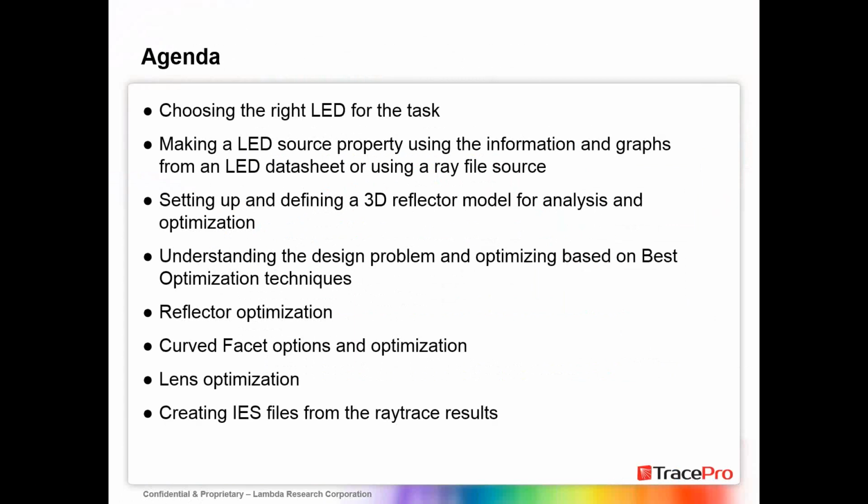Our agenda today is how to choose the right LED for the task, making an LED source property using the information and graphs from an LED datasheet or using an array file source, setting up and defining a 3D reflector model for analysis and optimization, understanding the design problem and optimizing based on best optimization techniques, doing several reflector optimizations, adding curved facets and re-optimizing, adding a lens and re-optimizing, and finally creating IES files from the ray trace results.